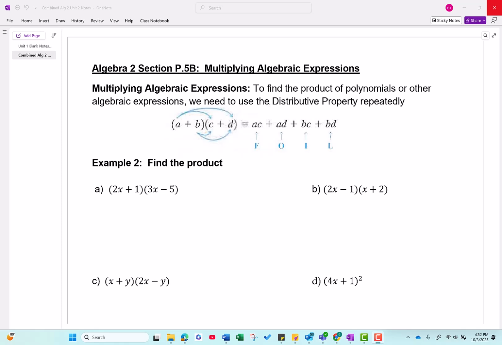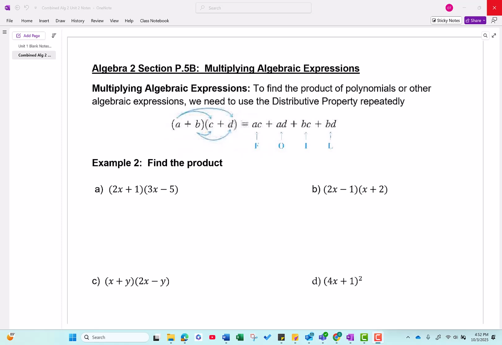All right, lesson 3 of unit 2. Now we're going to be multiplying algebraic expressions. We just described them with different names like monomial, binomial, trinomial. Now what happens when we actually multiply these things together?